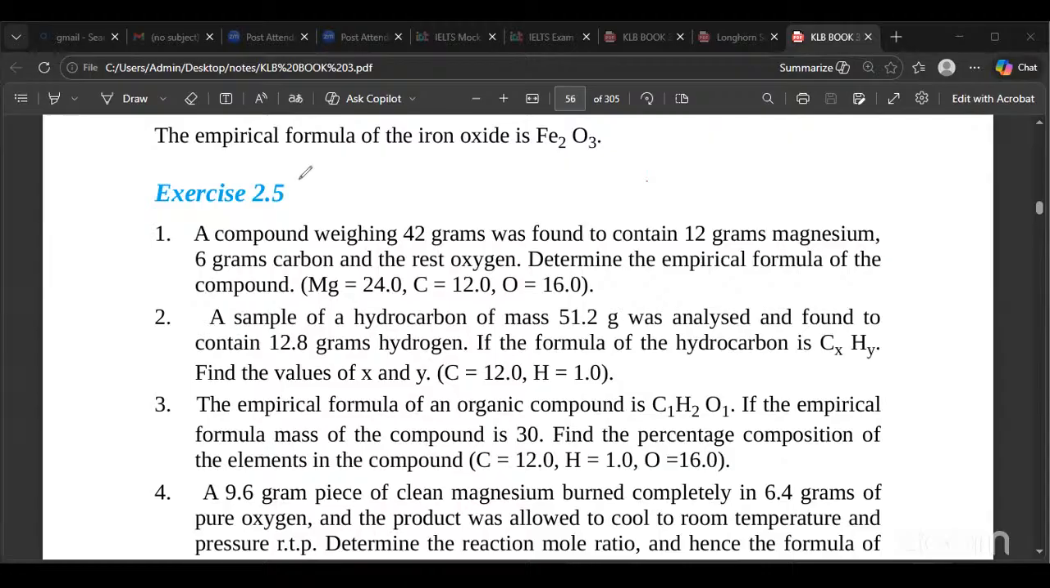Leave the elements as they come. Let me show you what is happening here. A compound weighing 42 grams, of course you have been given a mass, was found to contain 12 grams magnesium. So what is the first? Element number 1 should be magnesium. Element number 2, carbon. Element number 3, oxygen. So that means this thing is actually magnesium carbonate.